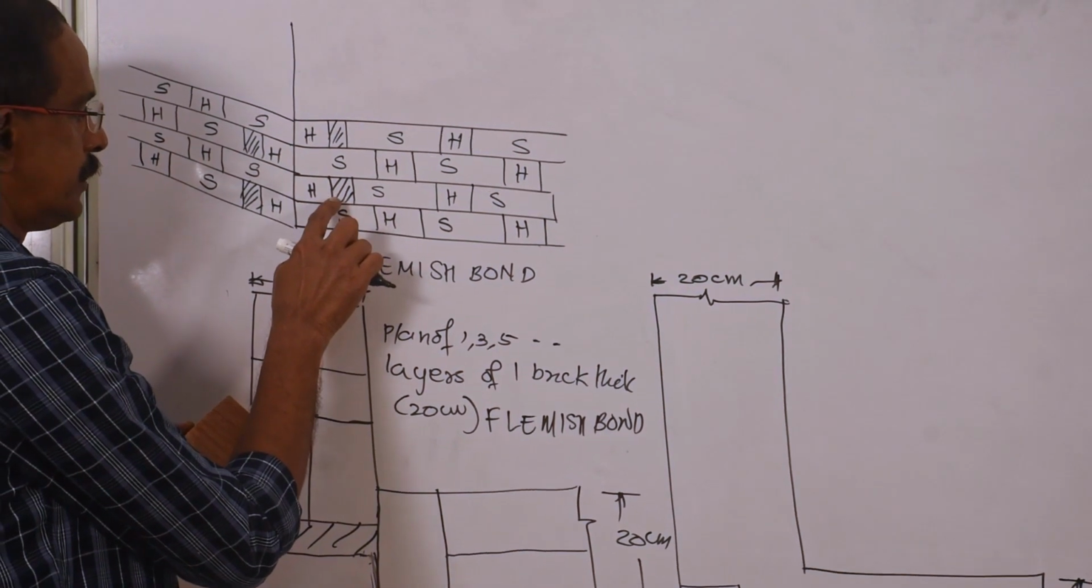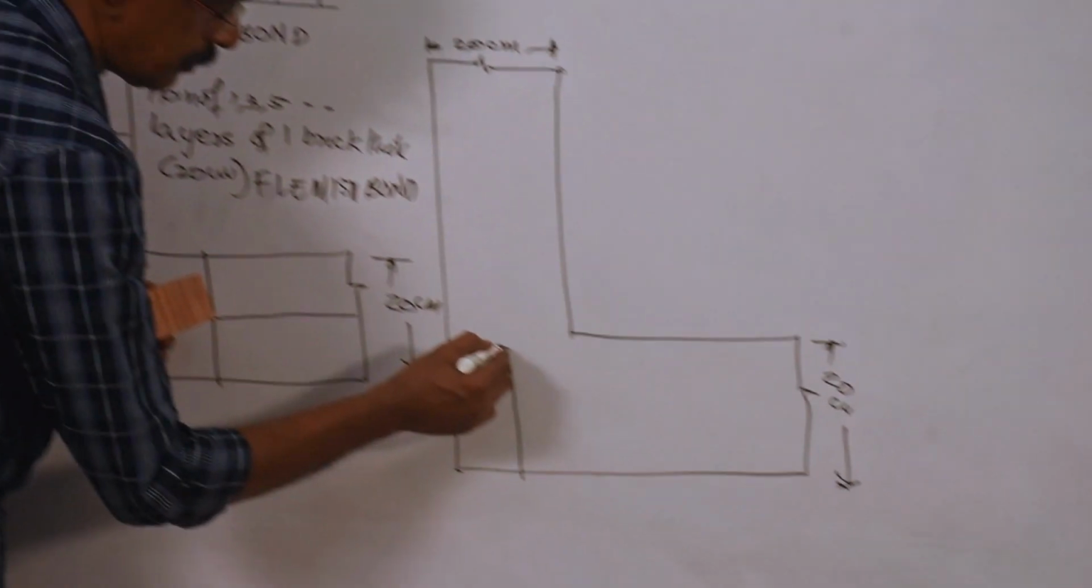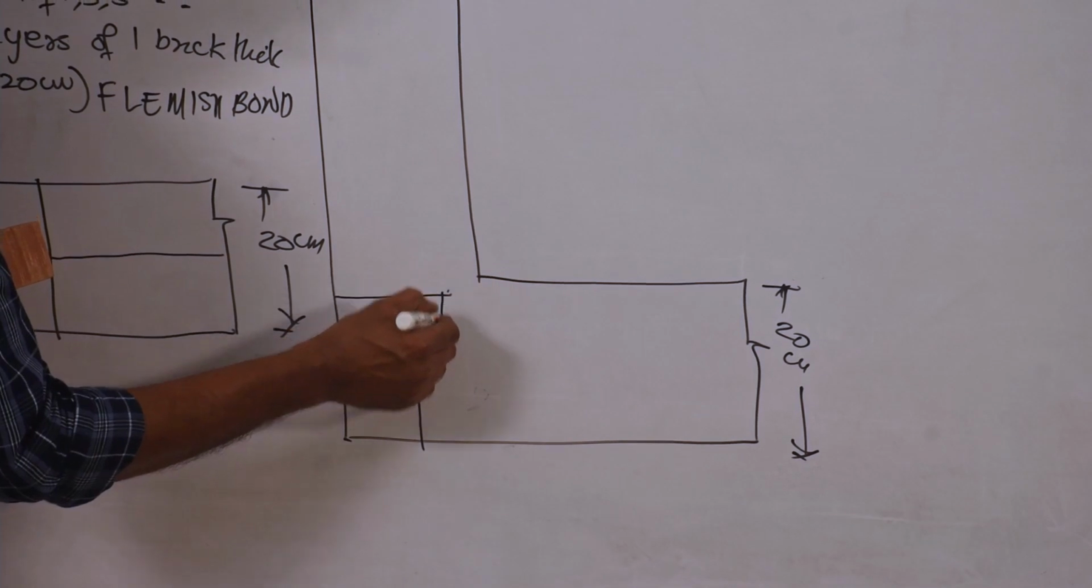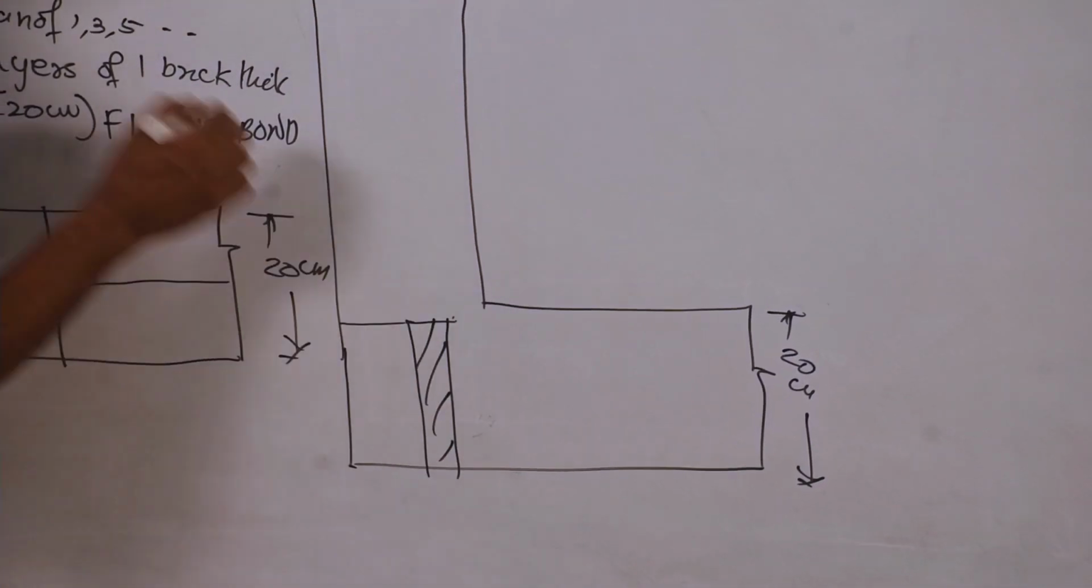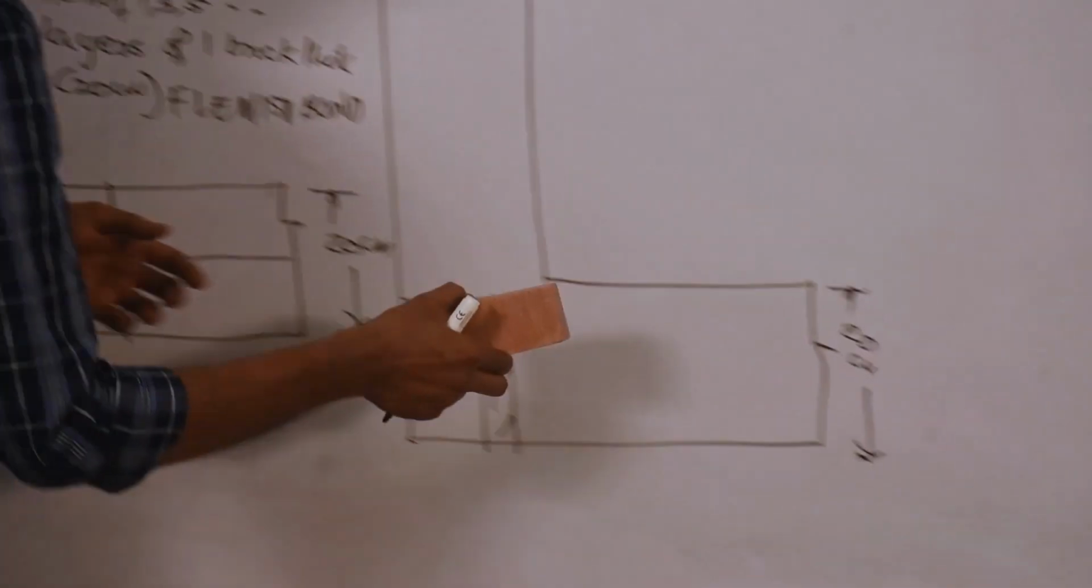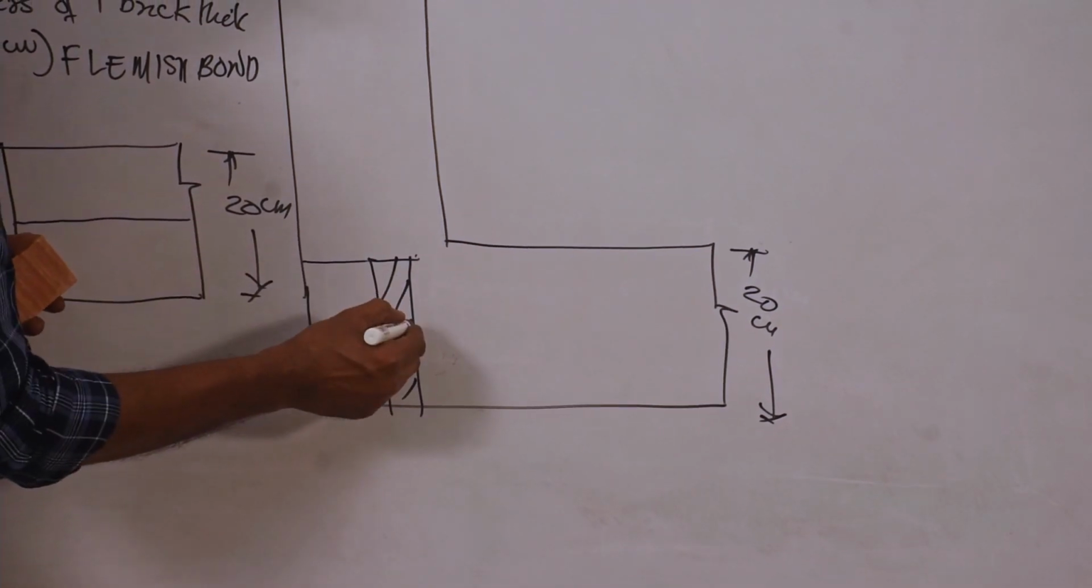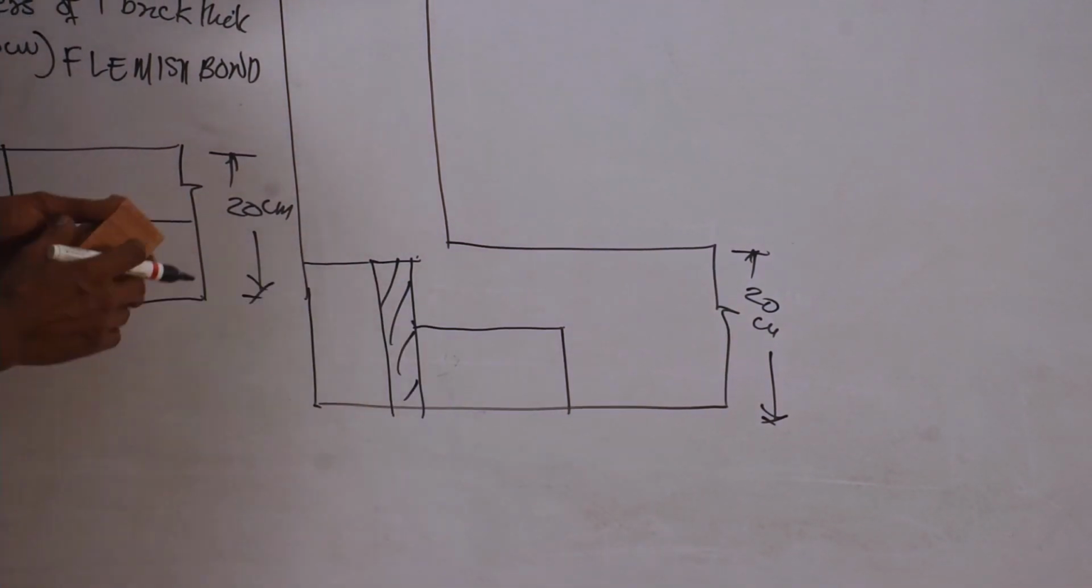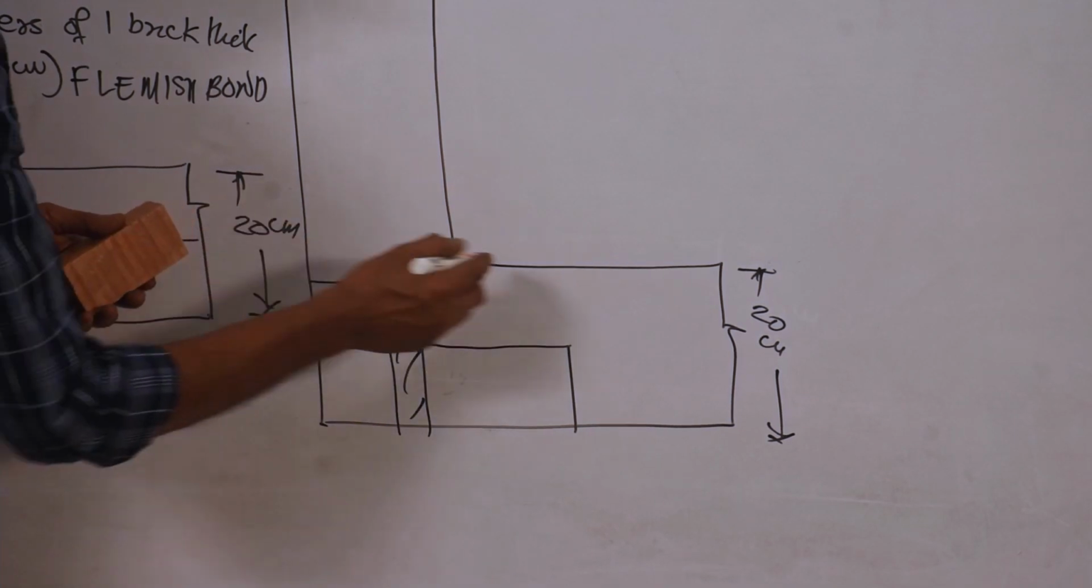Second brick, that is queen closer. Next is stretcher. So that means the brick is kept like this. How to make it 20? Keep one more brick here.